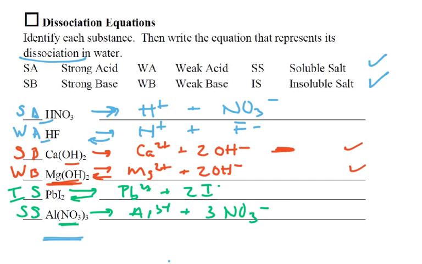So to know our acids, we have to memorize our strong acids. To learn our bases, we have to memorize our strong bases, and those are the same as the solubility rule for hydroxides. And for our salts, we have to learn our solubility rules. And that's how we deal with this whole problem.